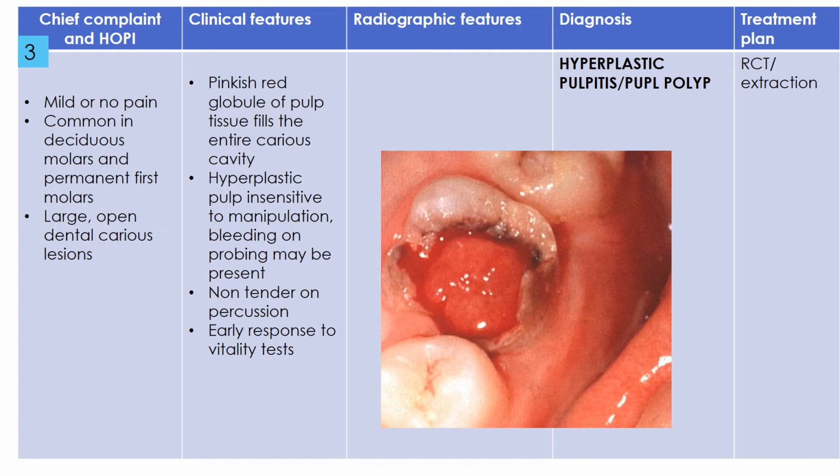The diagnosis is called hyperplastic pulpitis, and again, in this sort of situation, the treatment would be root canal treatment or extraction. On radiograph, you would see similar findings of a wide area of tooth involvement with pulp involvement, and the apex is generally normal.